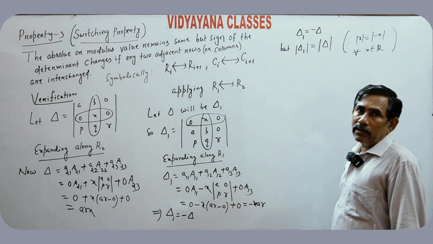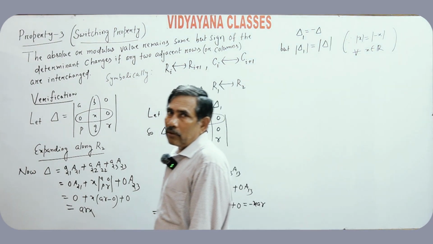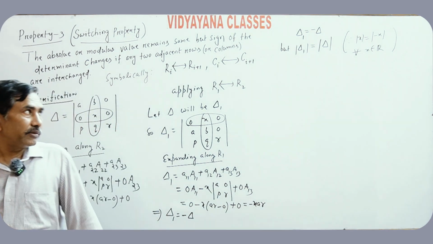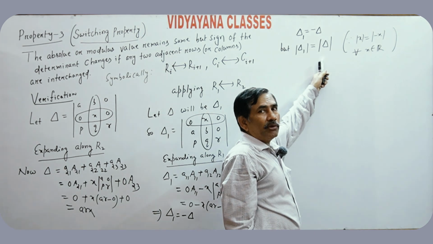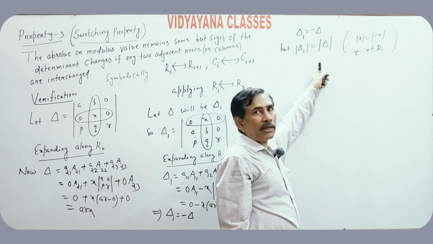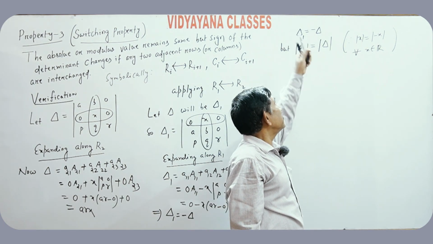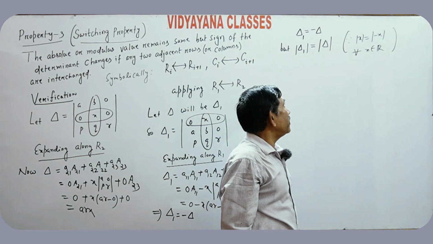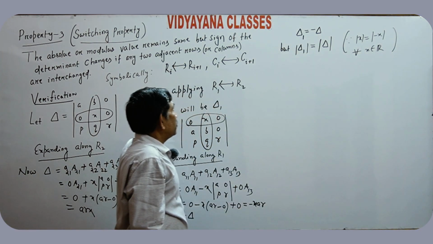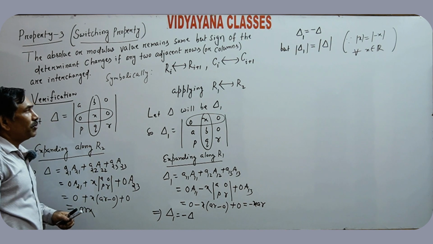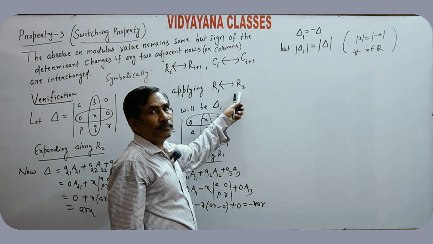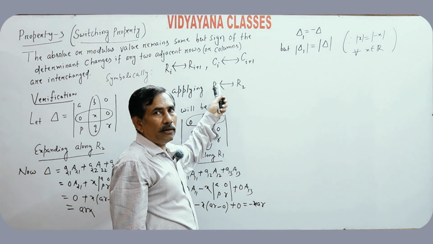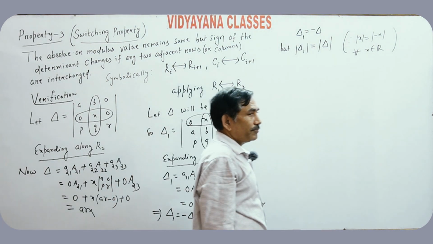If two adjacent rows or columns are interchanged, the absolute value remains the same. That means the modulus value remains the same, but the sign changes. Del 1 is negative of del. If two adjacent rows are interchanged, R1 is replaced by R2 and R2 is replaced by R1. Clear?